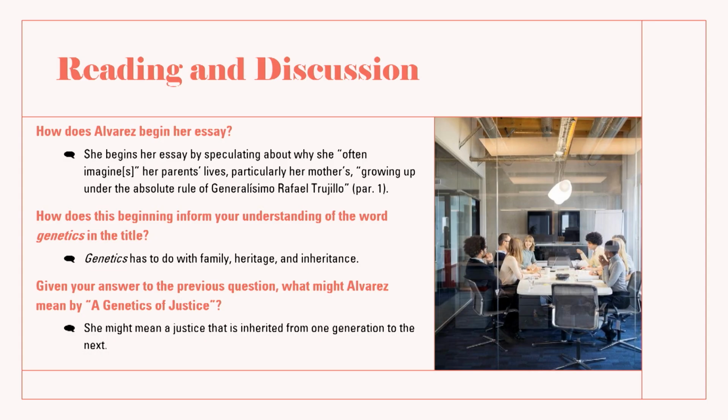The first question was, how does Alvarez begin her essay? She begins her essay by speculating about why she often imagines her parents' lives, particularly her mother's, growing up under the absolute rule of Generalissimo Rafael Trujillo. All right? How does the beginning inform your understanding of the word genetics in the title? Genetics has to do with family, heritage, and inheritance. And then, given your answer to the previous question, what might Alvarez mean by a genetics of justice? She might mean a justice that is inherited from one generation to the next.